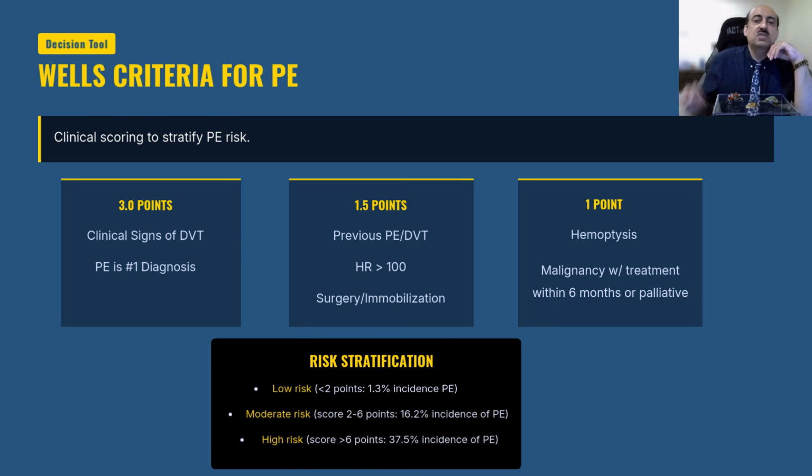Now, in terms of risk stratification, both 2-tier and 3-tier models are used. If you are using the 3-tier model, low risk is classified as less than 2 points with 1.3% incidence of PE. Moderate risk is 2 to 6 points with a 16% risk of incidence of PE, and high risk is above 6 points. So in our patient, if you use a 2-tier system, it's less than 4 points or above 4. Less than 4 is considered low to moderate risk, and above 4 is moderate to high risk. So in this situation, it was above 4, so you go for a CTPA.